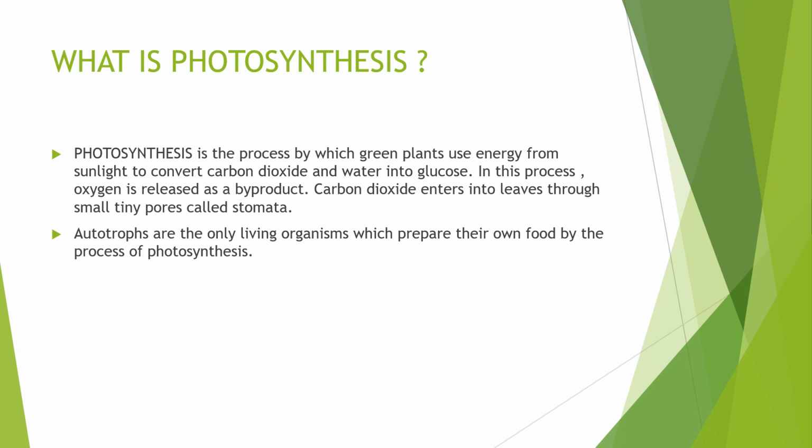They are the only living organisms that make their own food by the process of photosynthesis. So what is photosynthesis? Photosynthesis is the process by which green plants use energy from sunlight to convert carbon dioxide and water into glucose. In this process, oxygen is released as a byproduct. Carbon dioxide enters into leaves through small tiny pores which are called stomata. Autotrophs are the only living organisms which prepare their own food by the process of photosynthesis.